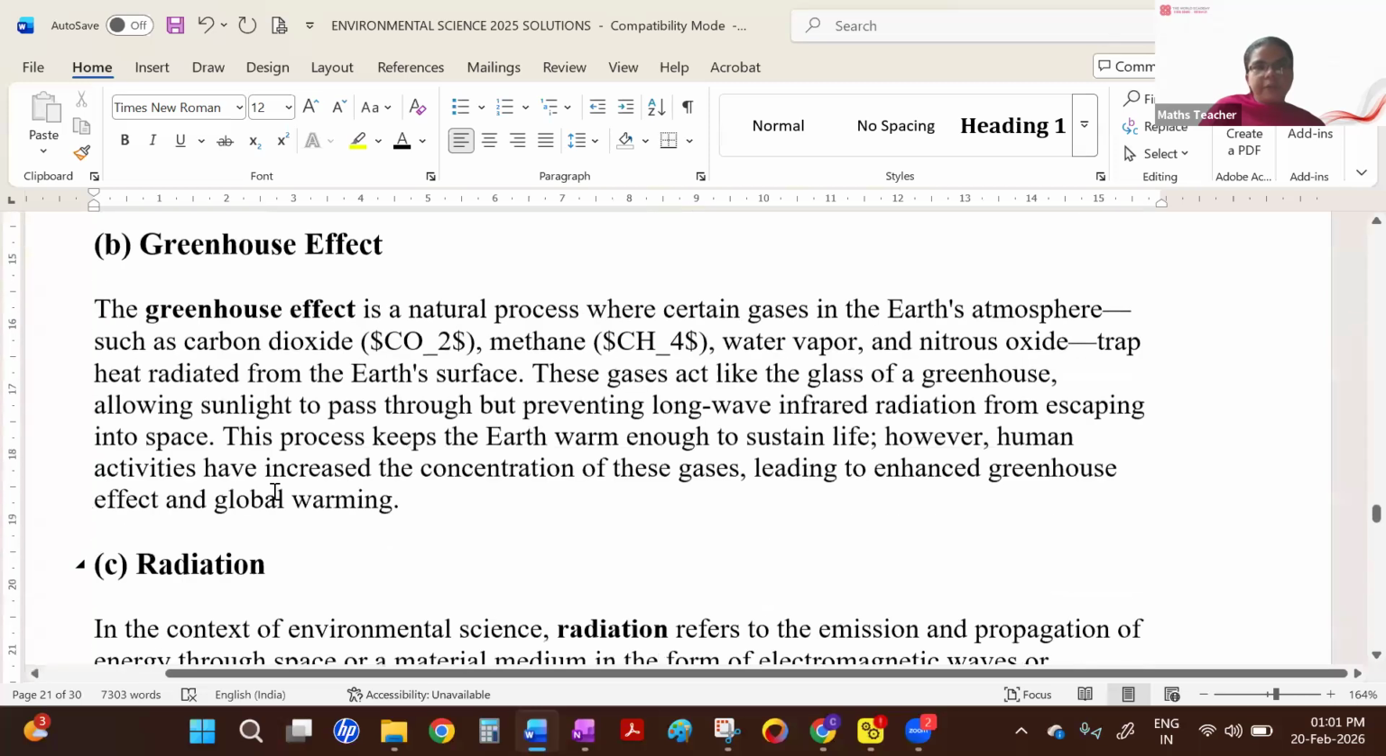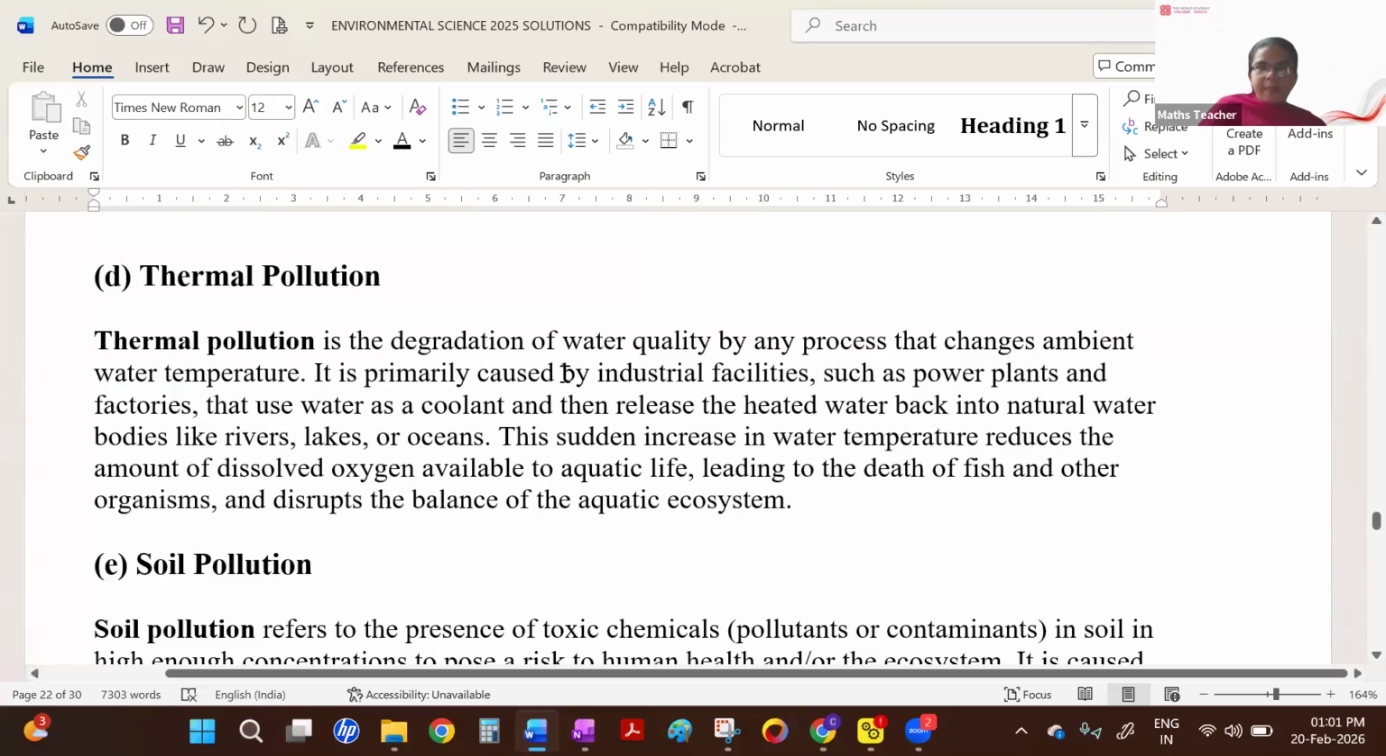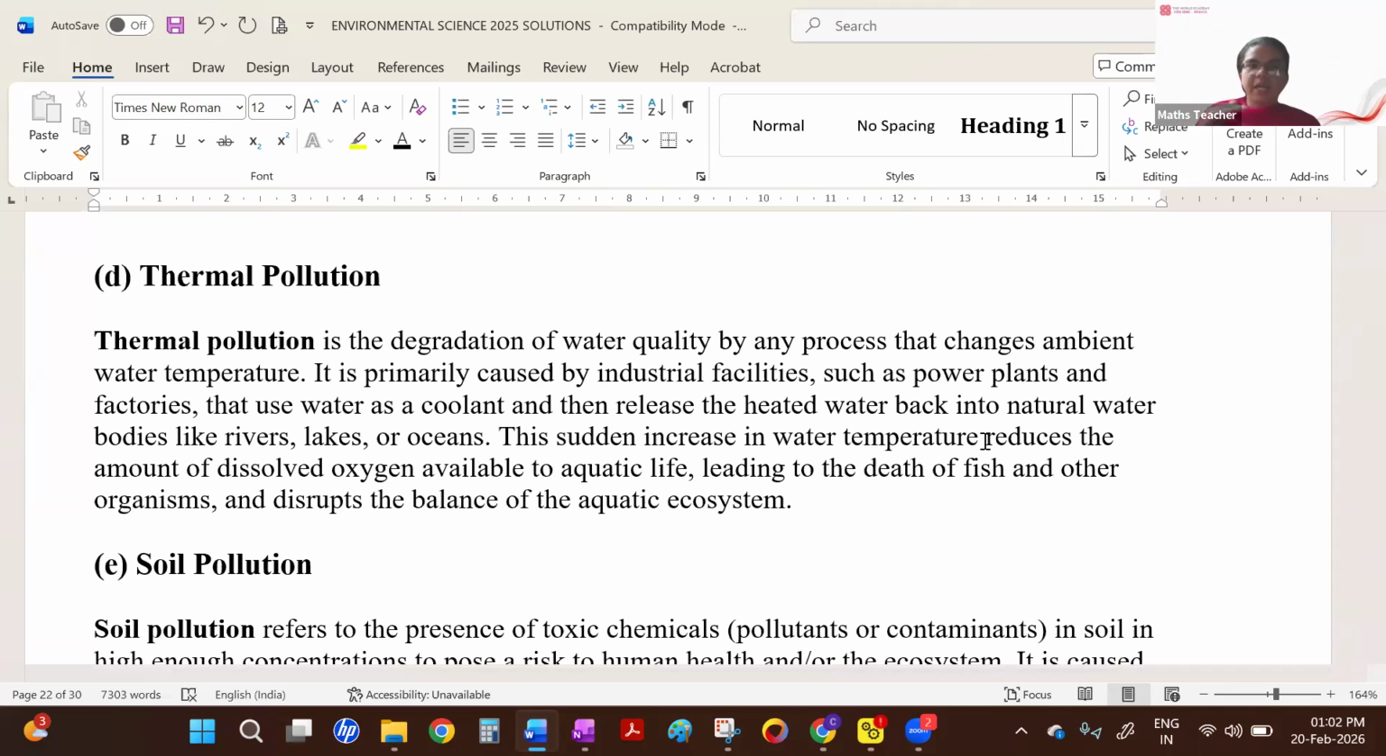And then thermal pollution. What is thermal pollution? It is the degradation of water quality by a process that changes the ambient water temperature. When the temperature of water changes, that will also cause pollution. How does the temperature change? First of all, sometimes industrial facilities let their hot water into the neighboring water body. This sudden increase in water temperature will cause a disturbance in the ecosystem, in the pH level and all of these things. There will be a disturbance in the delicate balance of that particular ecosystem.